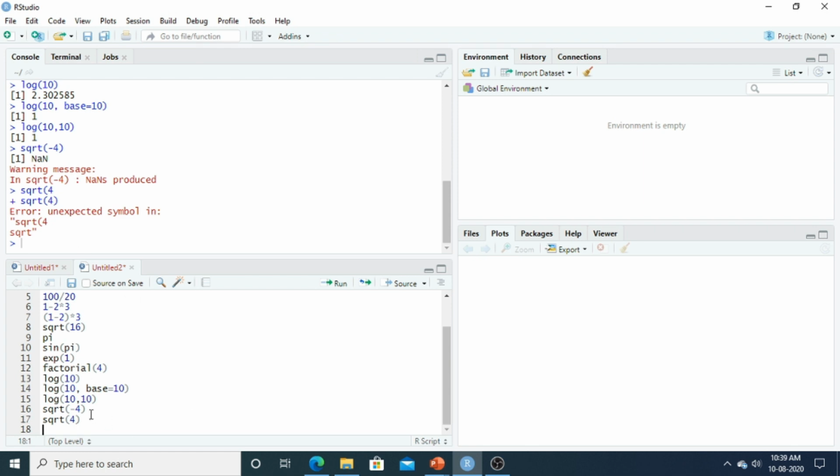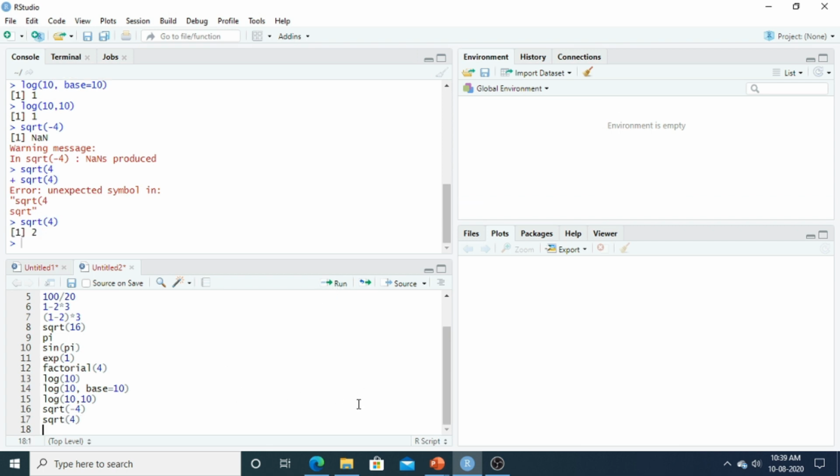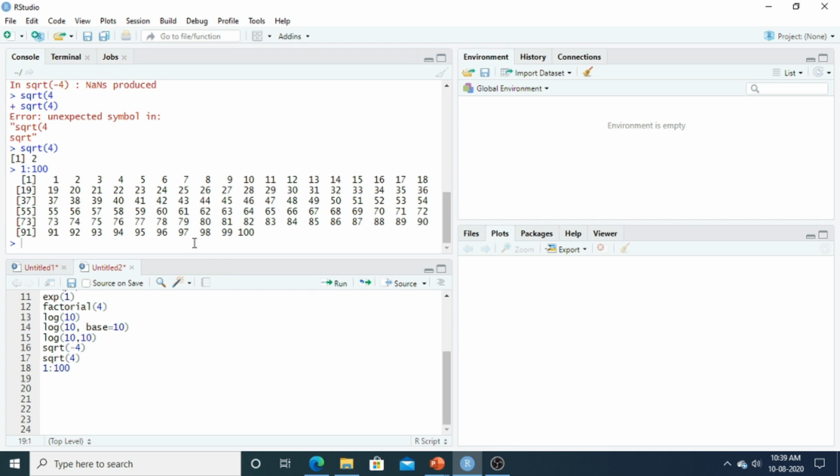So right now if you give the bracket and run, you will get your result. You can also generate sequences using R software. Suppose you want to generate a 1 to 100 sequence. You write 1:100, and it's very easy to generate a sequence like 1 2 3 4 till 100. Similarly you can do it in the reverse way. Suppose you want 100 to 1, you just put 100:1, and you will find the reverse.